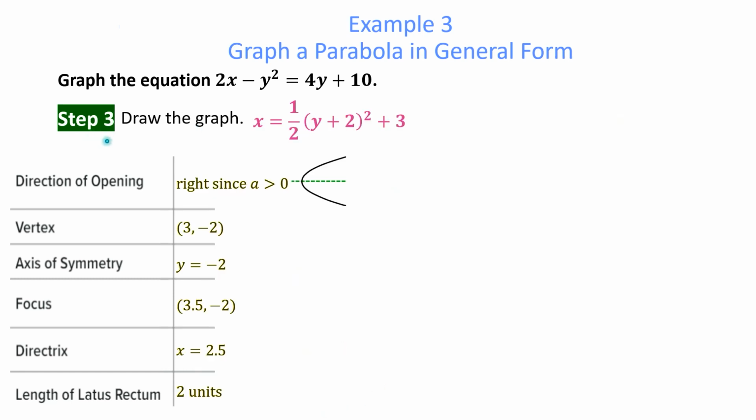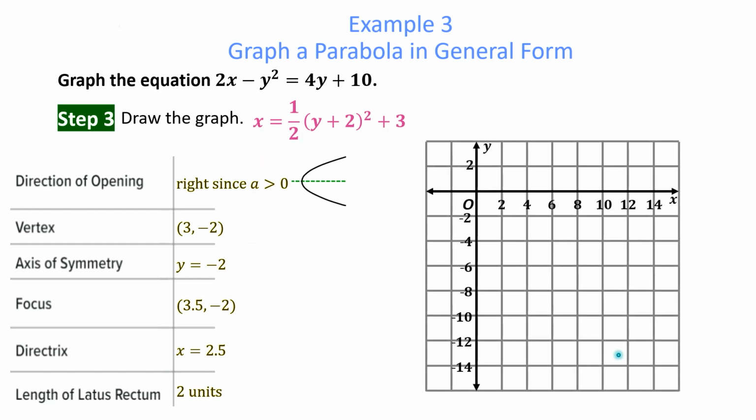Now for step 3, we want to draw the graph of this equation here using the information that we found out by writing the equation in standard form. So from our graph, we know where the vertex is. It's (3, -2), so we'll plot that over here. And we know the axis of symmetry has equation y equals -2, which will go over here. And then the focus has coordinates (3.5, -2), which will go over here. And from there, we can draw a latus rectum of length 2 units.